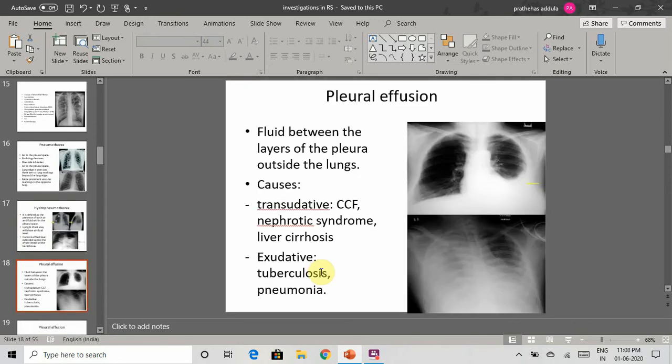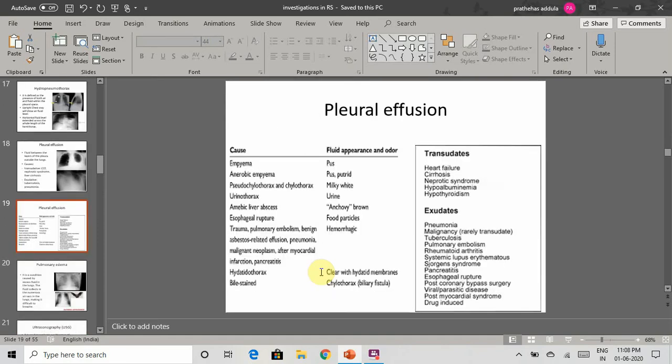Pleural effusion. Fluid between the layers of the pleura outside the lung. Transudative causes: congestive cardiac failure, nephrotic syndrome, liver cirrhosis. Exudative causes: tuberculosis, pneumonia. Various examples for pleural effusion. Transudative, as already explained: heart failure, cirrhosis, nephrotic syndrome, hypoalbuminemia, and hypothyroidism.